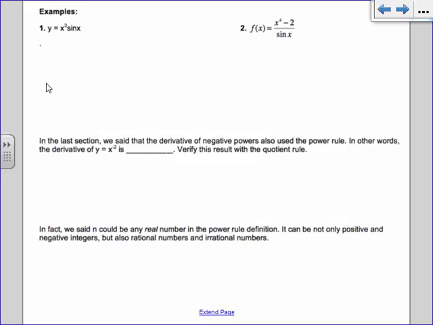All right, so number 1. It says, well, what if we have y equals x cubed sine of x? Okay, this is when we have to use the product rule. We cannot FOIL things out and avoid using the product rule. This is why the product rule was invented.